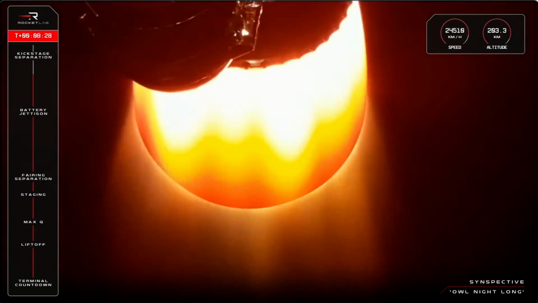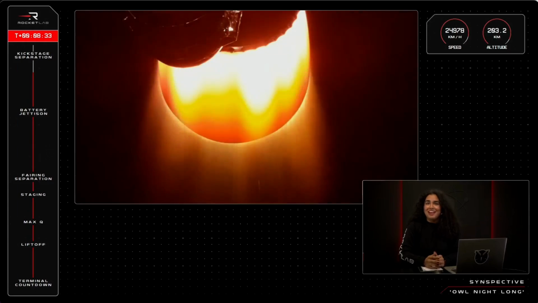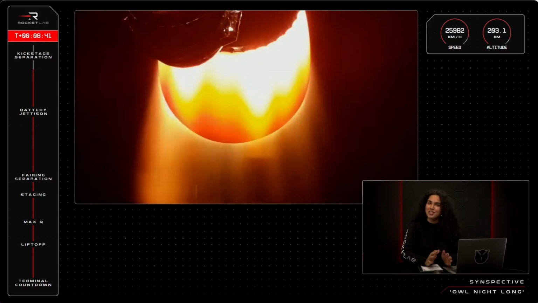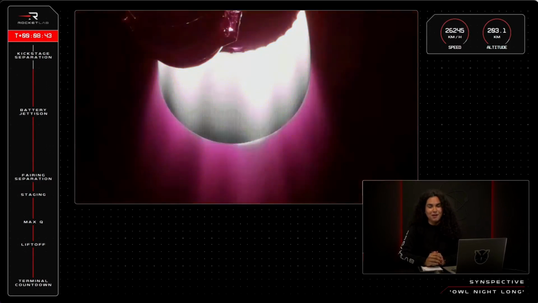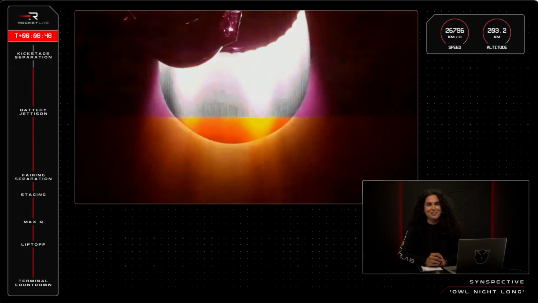Into burn light detect mode. All right, we're about 8.5 minutes into flight and quickly approaching SECO. Much like earlier, the Rutherford engine on Electron's second stage will throttle back and shut down, with kickstage separation following a few seconds later. We're standing by now with Mission Control for those milestones.